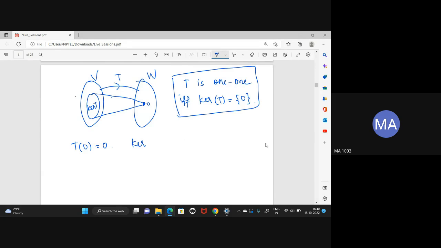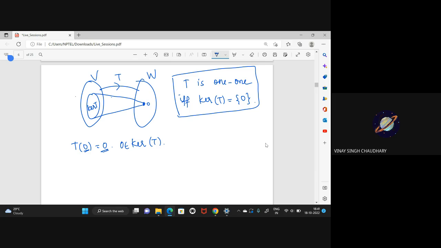So I always know that 0 belongs to the kernel of T, in the sense that the 0 vector is always a pre-image of the 0 vector. So I know one element in the kernel. If that is the only element, then the mapping is one to one. Agreed? Yes, ma'am.